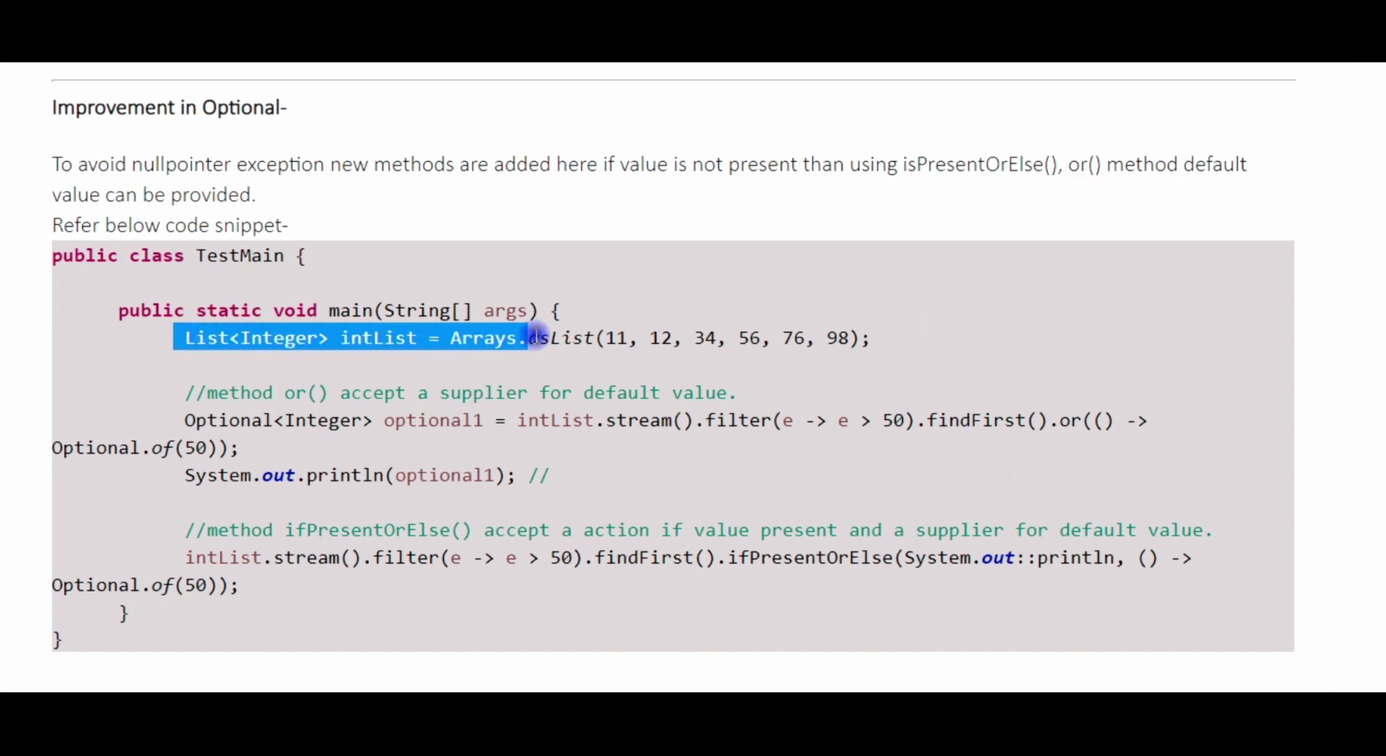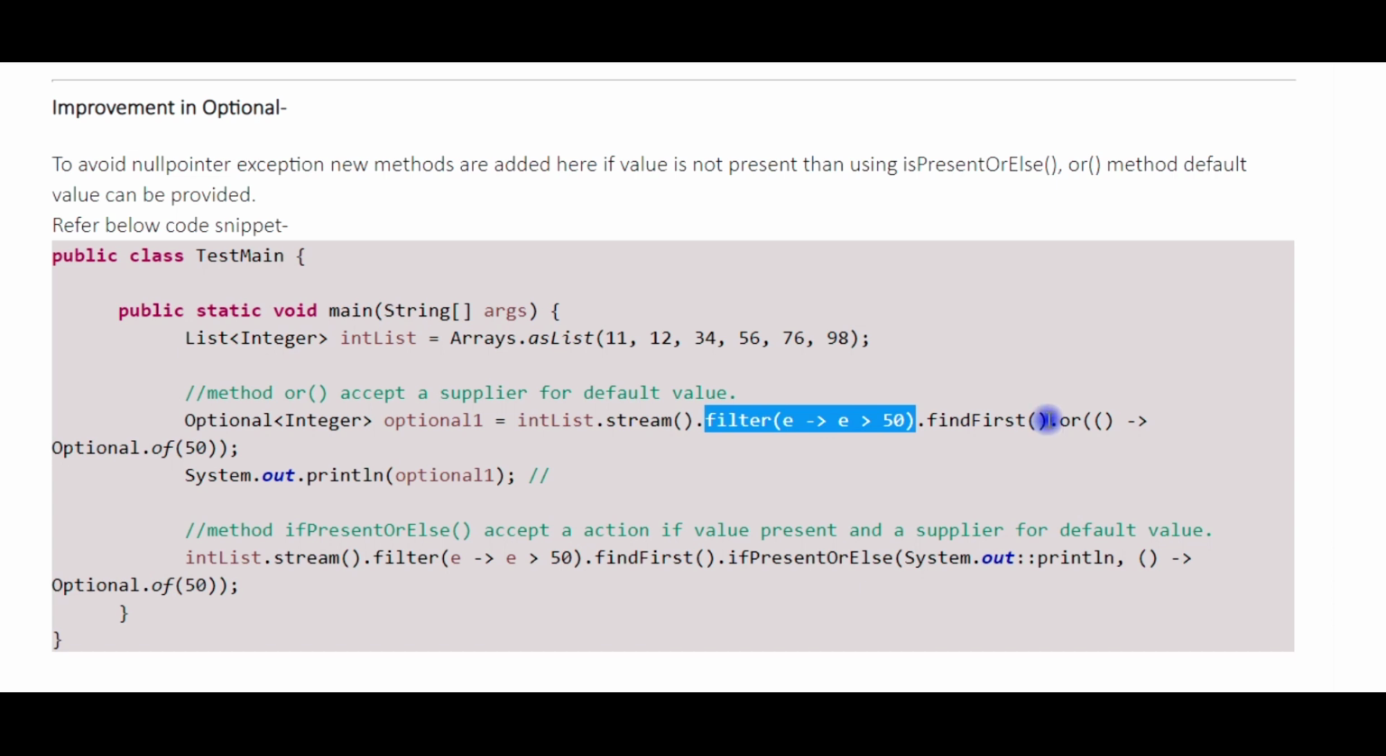Here we have written a list of integers, and when we are using Optional, like intList dot stream, and then we have written a filter and then findFirst. So findFirst basically returns an Optional, and if that Optional is null or empty, in that case we are calling this dot or method. Like if findFirst is not present, then it will return a default value of 50. So that's the default value using this or method, and here we are simply printing this.